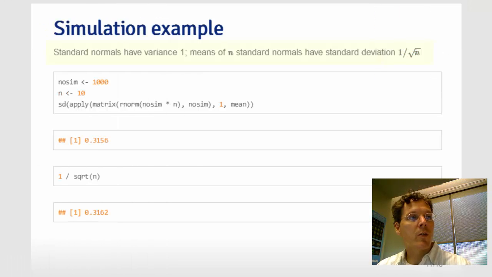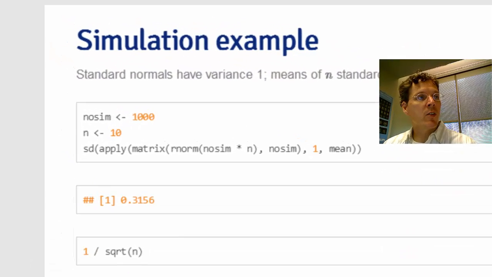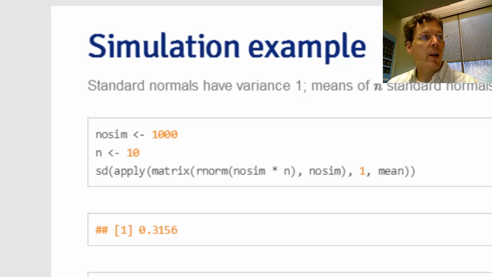Standard normals have a variance of 1. Then that means they have a standard deviation also of 1, because the square root of 1 is 1. So means of n standard normals, if our math is right, should have a standard deviation of 1 over square root n. So let's say my number of simulations is 1,000, my n is 10, and here what I'm going to do, you can sift through this code a little bit, but let me tell you the gist of what I'm doing.